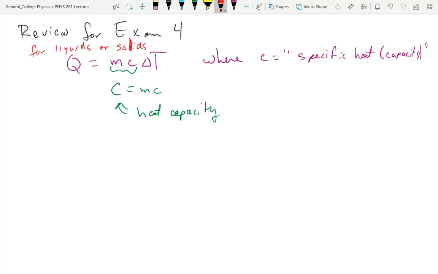Now, for gases, and I'm going to replace gases with ideal gases. We have only dealt with ideal gases, but it's still important to say ideal gases because real gases are a little different. If you put in heat and you keep the pressure constant, it's going to behave differently than if you put in heat and you keep the volume constant. And so we have two different linearized relationships. We have the heat at constant volume is equal to, and now we do a molar specific heat instead of a mass specific heat.